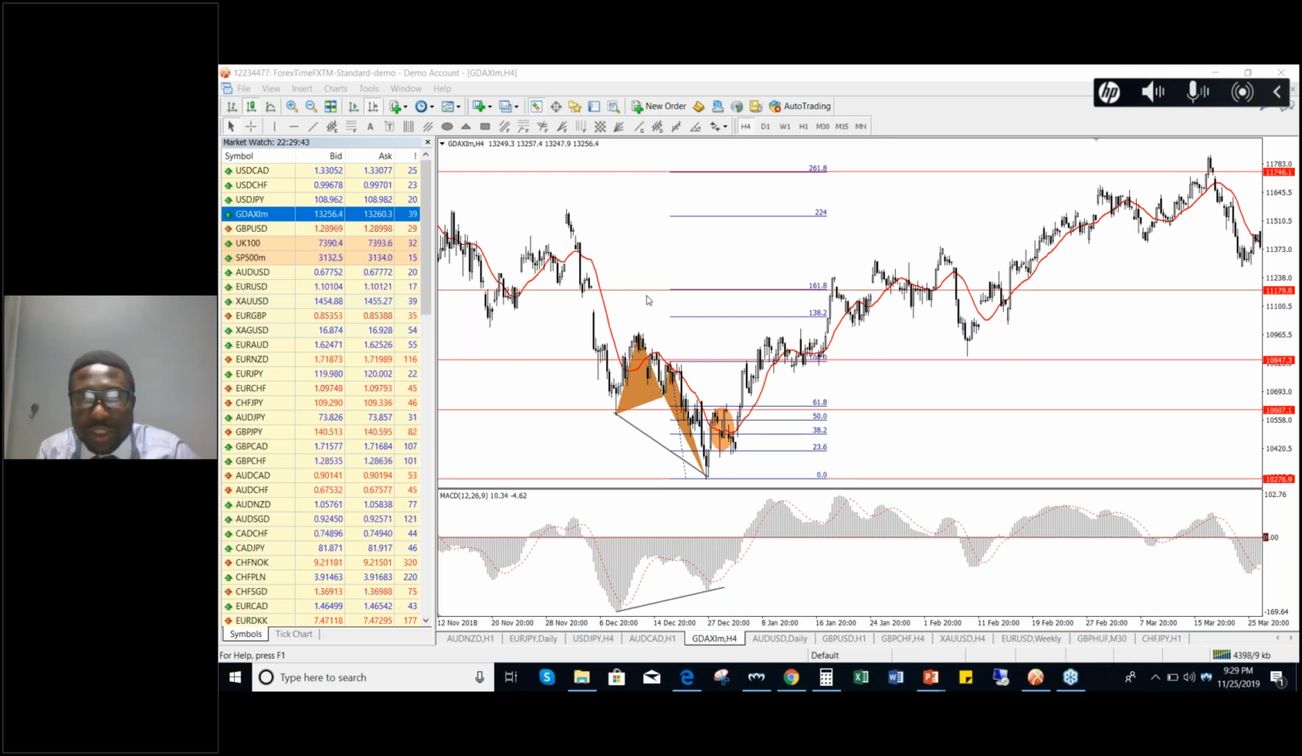Show me the position again for a bearish. You mean a bearish entry? Okay, I'll show you a bearish entry if I understand it clearly.